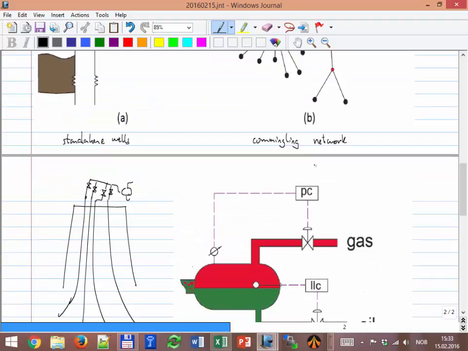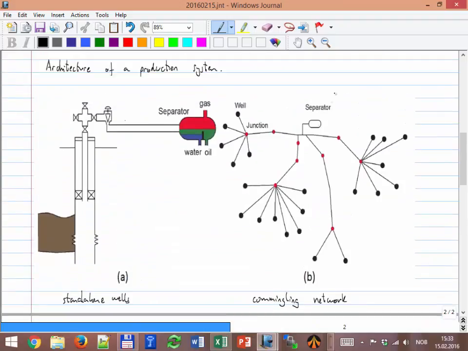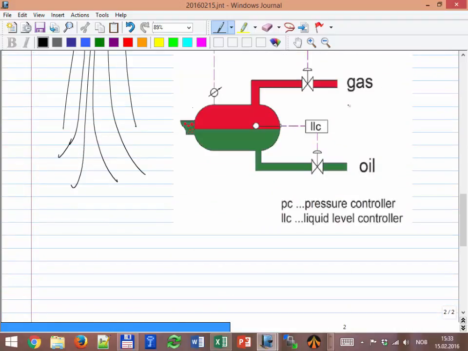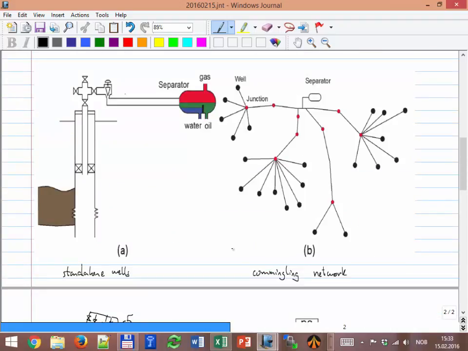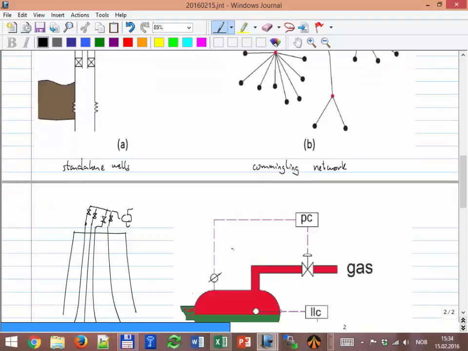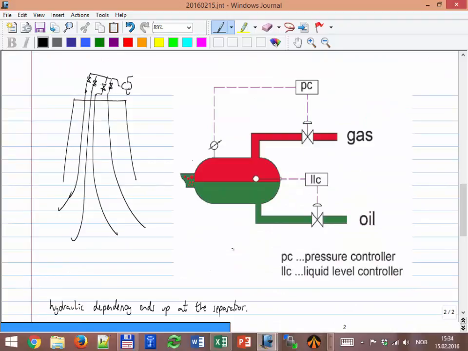Okay, so really there might be many other things after the separator, but if you think about hydraulic dependency, it usually ends up at the separator. And also, we go from the wells, from the reservoir, which we are looking at at a given depletion state, so we are saying that the reservoir pressure is constant, and then we are going to the other bound, to the other limit, which is the separator, and that's also a constant pressure.